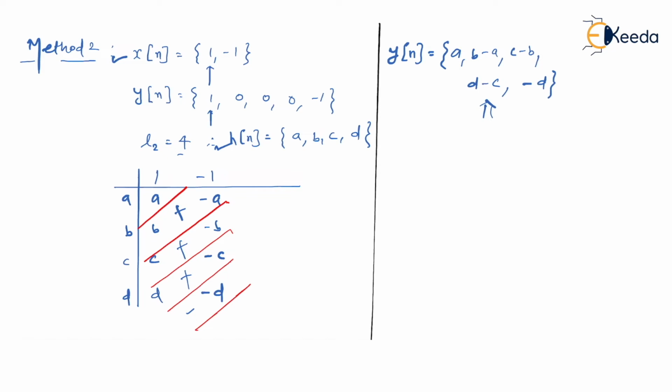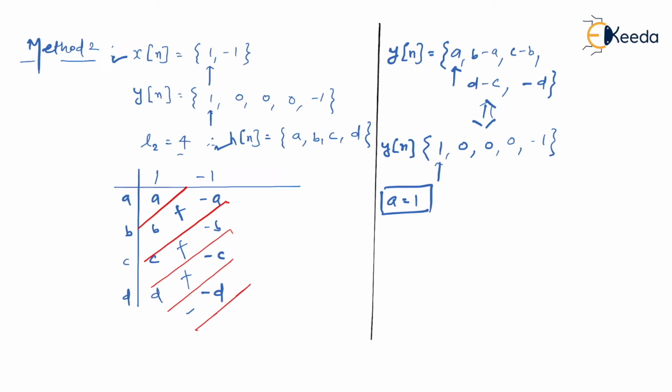So let me just compare this y of n with given y of n element, which were 1, 0, 0, 0, minus 1. Don't forget, arrow marks are at same position. So this is given y of n. So by comparison, you'll come to know that a is equal to 1.